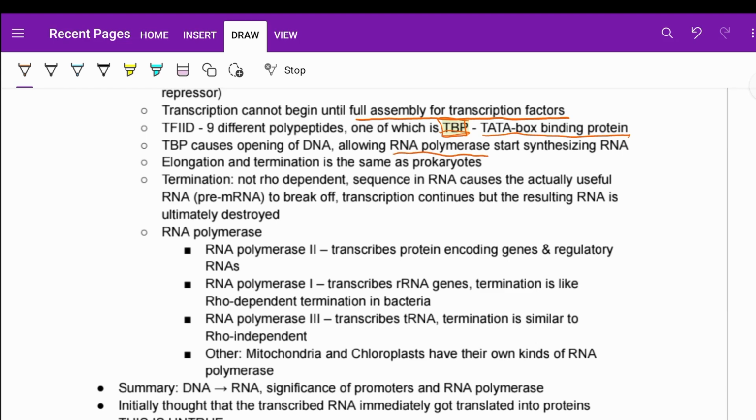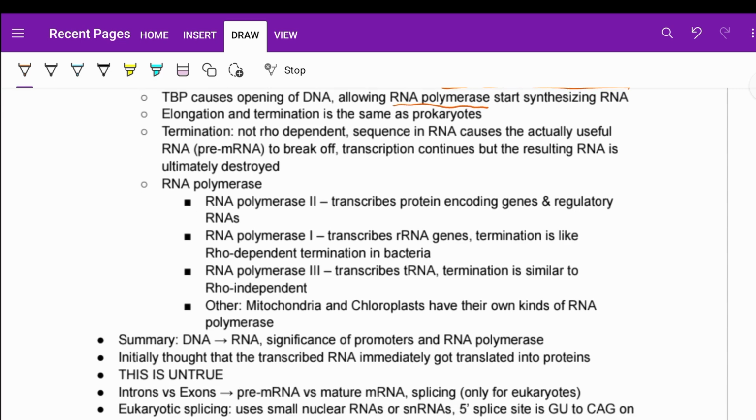Elongation and termination are the same as in prokaryotes. Termination is not rho dependent, so it is not dependent on a protein. Basically, the hairpin is formed and then it breaks off, and transcription actually continues, but the resulting RNA is ultimately destroyed, so it's not used.